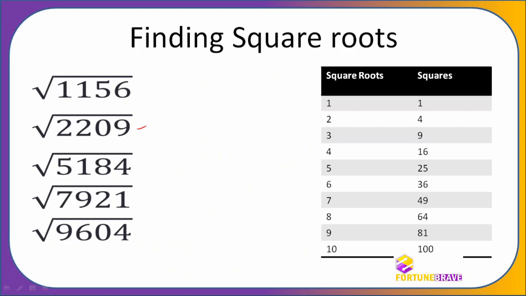So next we are going to solve this question. What is this? 2209. Again I will put these two boxes here. This is the unit digit box and this is the tens digit box. So square root.